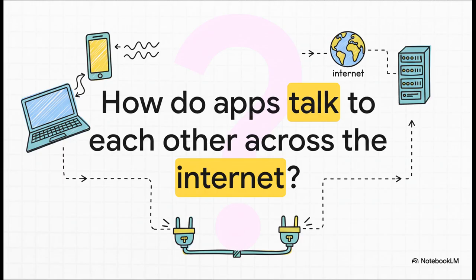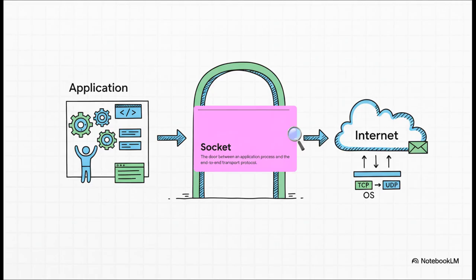Well, the answer, it all comes down to something called a socket. So what is a socket? The best way to think about it is like a doorway. It's the one and only interface between an application, the part we developers actually write the code for, and the transport layer, which is all managed by the operating system. Your app literally hands a message off to this doorway, and the OS takes over, handling all the messy details of packaging it up and sending it out onto the internet.